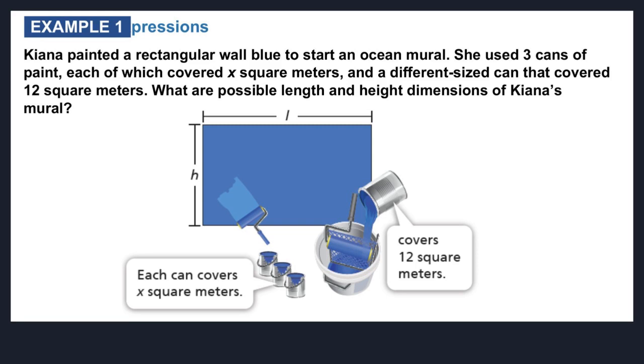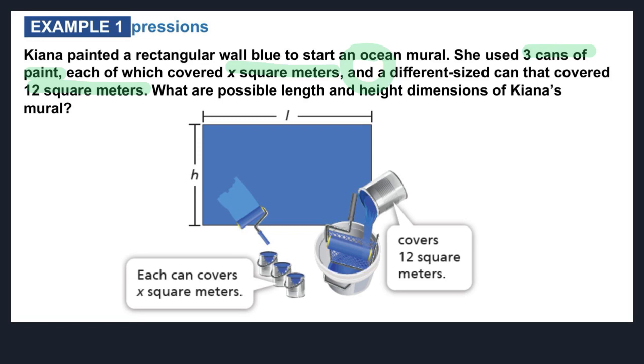It says Kiana painted a rectangular wall blue to start an ocean mural. She used 3 cans of paint, each of which covered x square meters, and a different size can that covered 12 square meters. What are possible length and height dimensions of Kiana's mural?